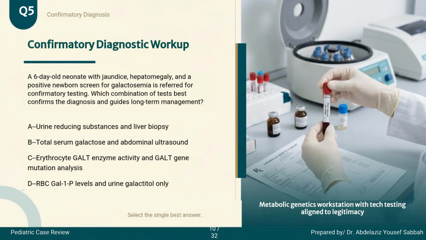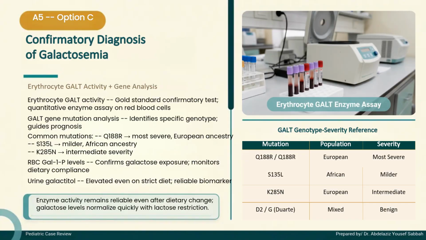Case 5. A 6-day-old neonate with jaundice, hepatomegaly, and a positive newborn screen for galactosemia is referred for confirmatory testing. Which combination of tests best confirms the diagnosis and guides long-term management? Option A, urine-reducing substances and liver biopsy. Option B, total serum galactose and abdominal ultrasound. Option C, erythrocyte galactose-1-phosphate uridyltransferase enzyme activity and gene mutation analysis. Option D, red blood cell galactose-1-phosphate levels and urine galactitol only. The correct answer is option C, erythrocyte galactose-1-phosphate uridyltransferase enzyme activity combined with gene mutation analysis.